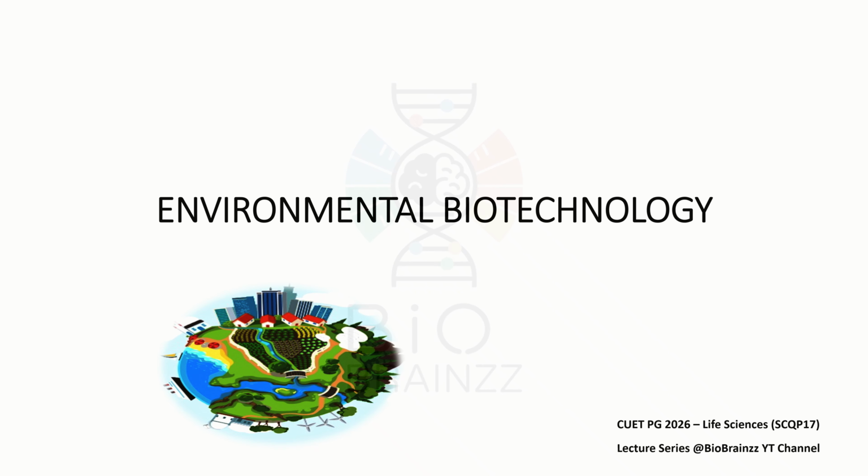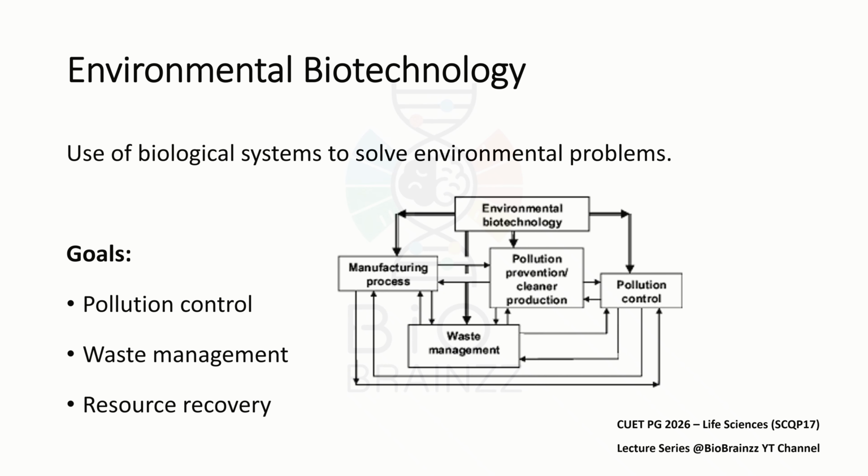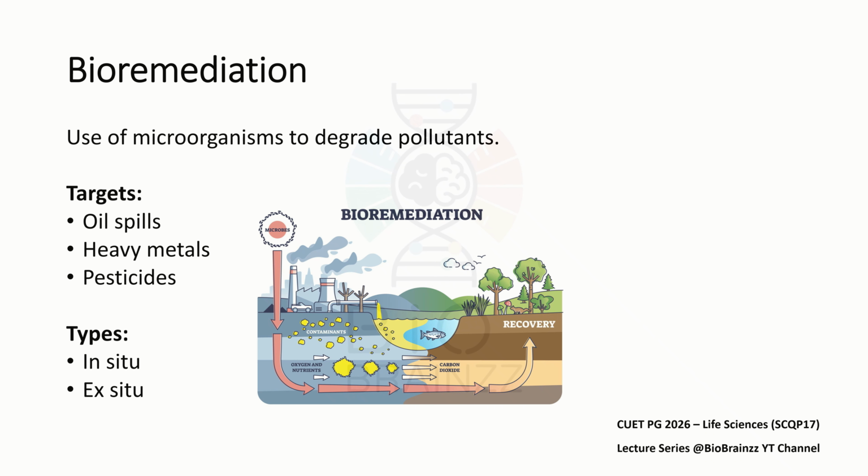Environmental biotechnology applies biological systems to environmental protection. The field uses living organisms to manage pollution, treat waste, and recover resources. It promotes sustainable environmental management. Bioremediation uses microorganisms to degrade toxic substances such as oil, heavy metals, and pesticides. It can occur directly at contamination sites or in controlled treatment systems.